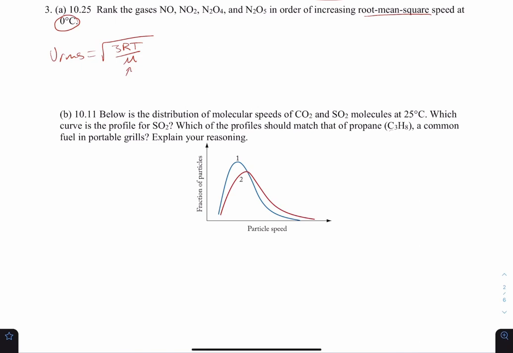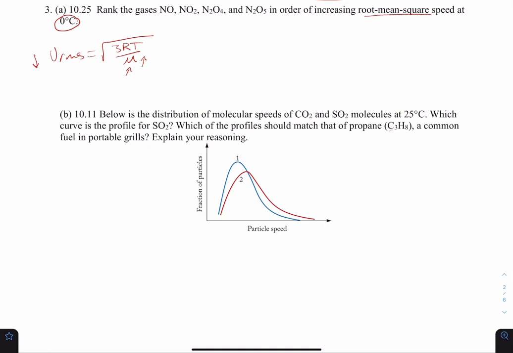The molar masses. And hopefully you can see this mathematically, but as we increase mass, what happens to the root mean square speed? Well, it's inversely related to the molar mass. So the higher the molar mass, the lower the RMS speed. So the heavier the gas, the lower the RMS speed. And hopefully that makes intuitive sense, right? The heavier the gas is, I don't expect it to move as fast.